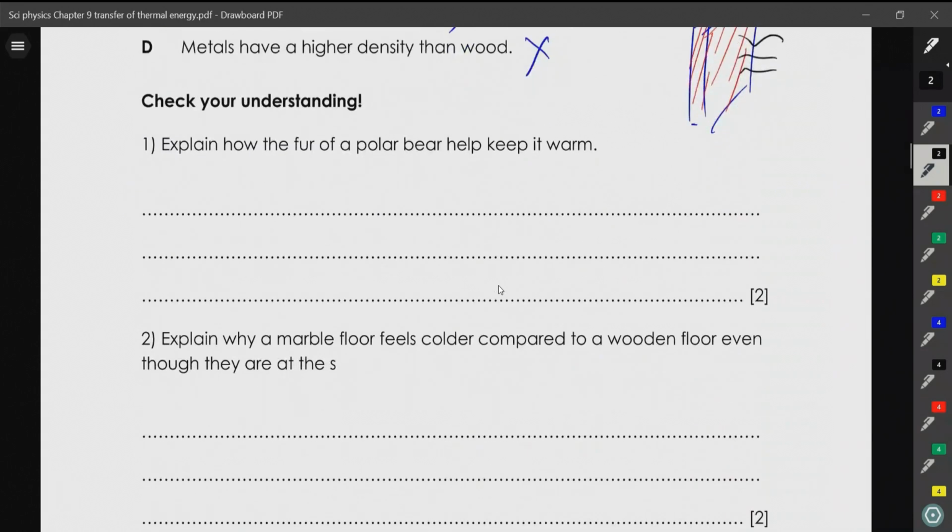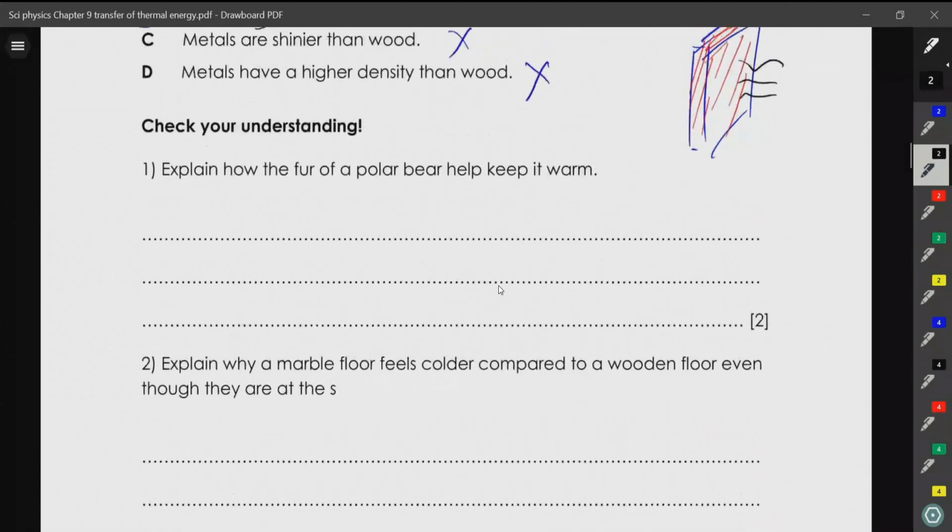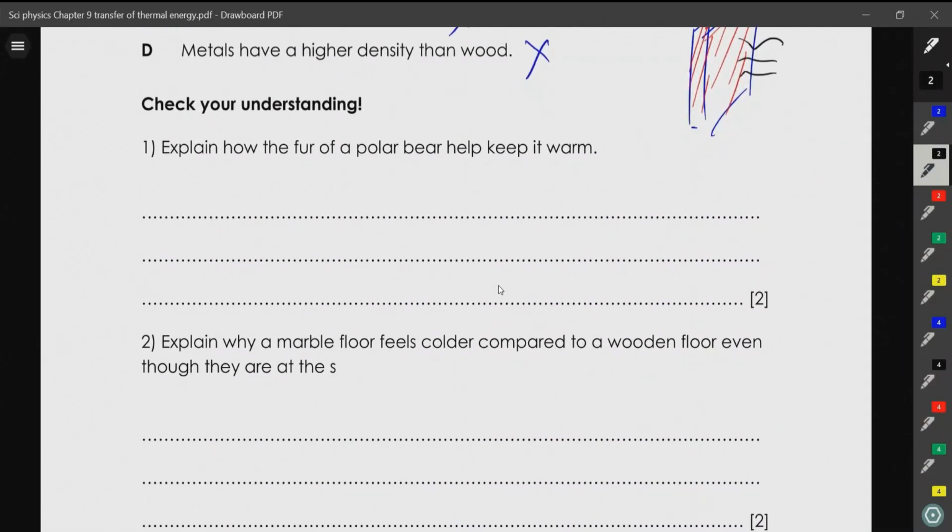Okay, now please try these questions here. I will give you the main concept here. You can please craft your answer on your own. Explain how the fur of a polar bear keeps it warm. Please pause if you need to. So explain how the fur of the polar bear keeps it warm.